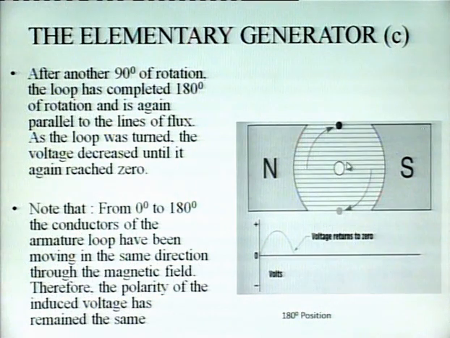Now, if we give further 90 degree rotation, that is from 90 degree to 180 degree, then flux cutting starts decreasing. When the flux cutting starts decreasing from the maximum value, EMF induced also starts decreasing from maximum to 0. At 180 degree the flux cutting is 0. So, at this position EMF induced is also 0.